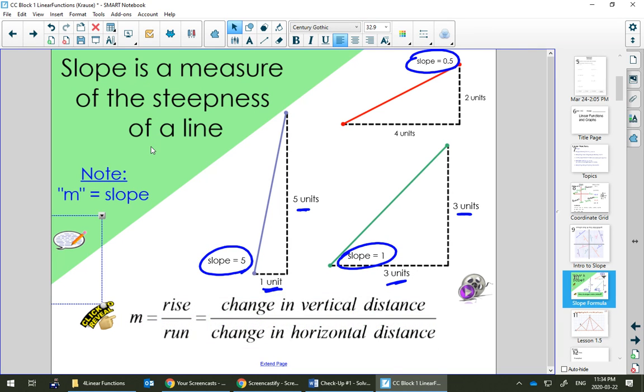And the answer is rise over run. So rise divided by run, or the change in our vertical distance divided by the change in our horizontal distance, is the slope. And again, slope is the steepness of the line.